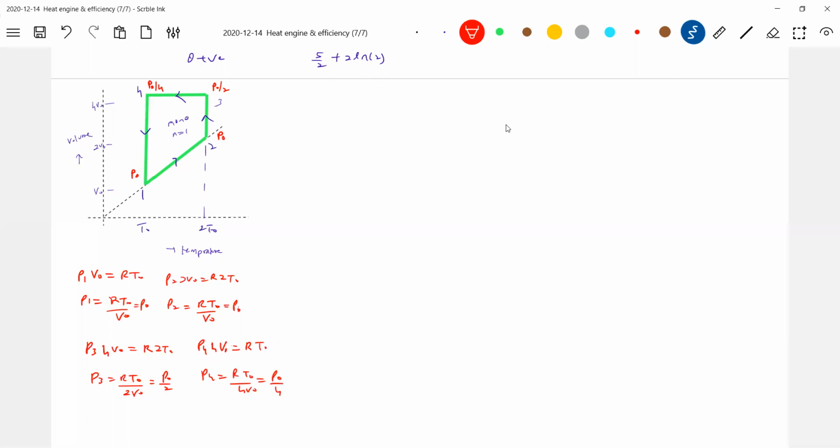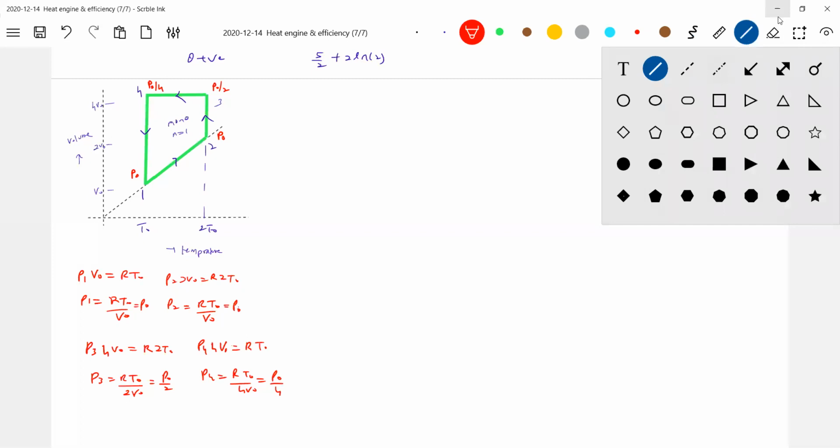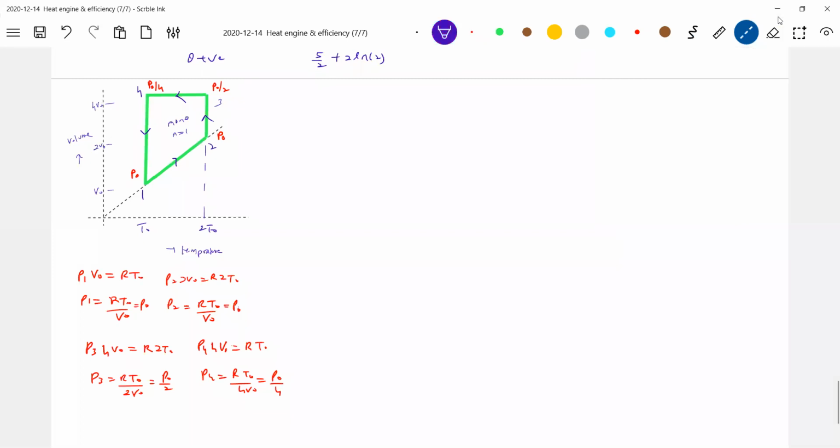Okay, now you see. Let's go for equivalent graphs. The VT graph, no? So let me go for the pressure versus volume graph first.